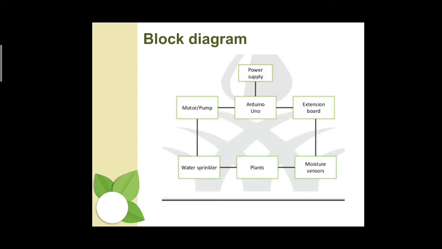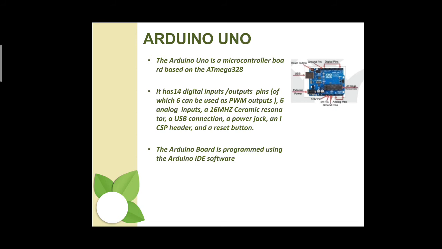Earlier I presented the working of the system. For more clarity, take a look at this block diagram. Now, let us focus on the components used in this project. First one is Arduino Uno. The Arduino Uno is a microcontroller board based on Atmega 328. It has 14 digital input/output pins, of which 6 can be used as PWM outputs, 6 analog inputs, a 16 MHz ceramic resonator, a USB connection, a power jack, an ICSP header, and a reset button.